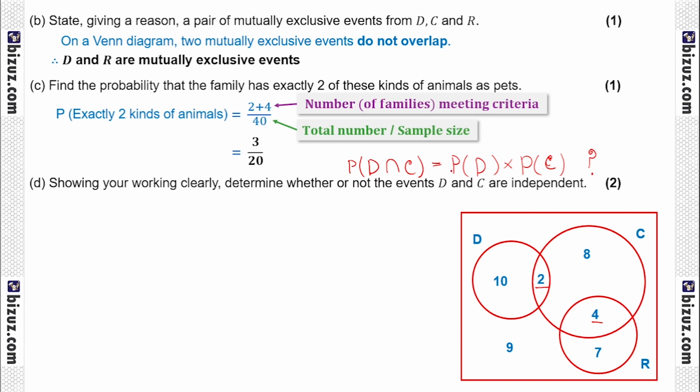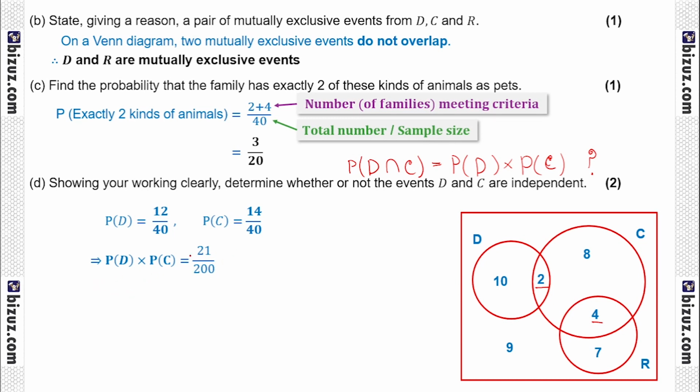So let's first evaluate both the left and the right hand sides here and see if they're equal to each other. Now, from the Venn diagram, the probability of D is the total of D, 10 plus 2, that's 12, divided by 40, the total of the whole universal set. That's the probability of D, 12 by 40. The probability of C, similarly, 2 plus 8 plus 4, that's 14 divided by 40. Now, the product of those two probabilities is 21 by 200 at its simplest.